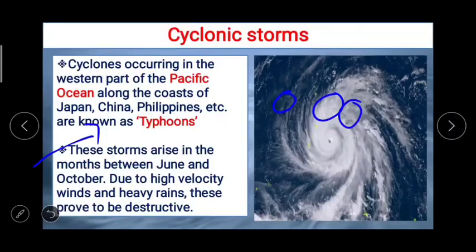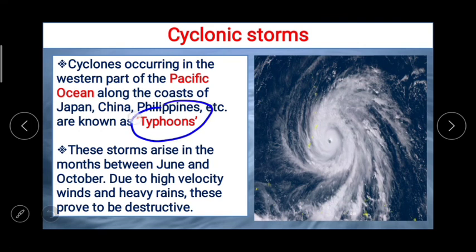So the next thing to understand is cyclonic storms. Cyclones occurring in the western part of the Pacific Ocean along the coasts of Japan, China, Philippines, etc. are known as typhoons.